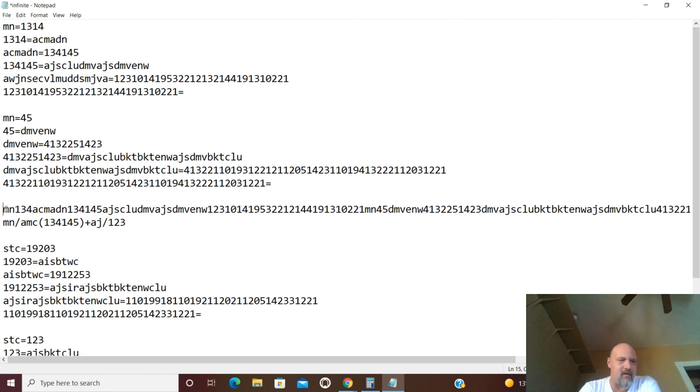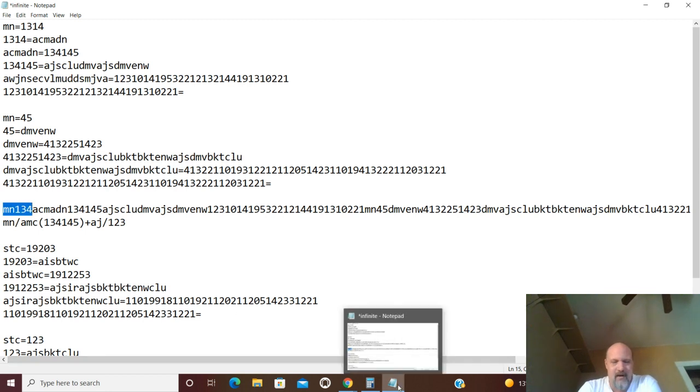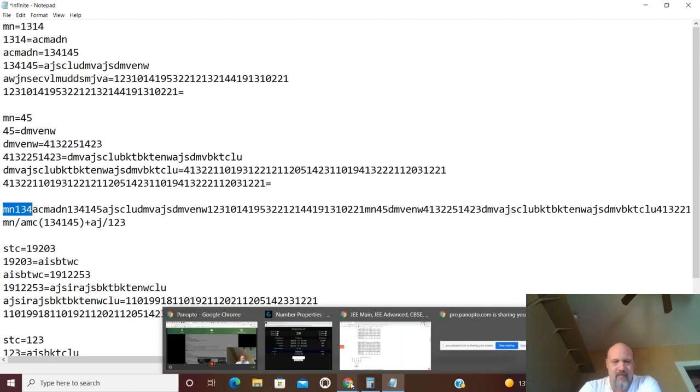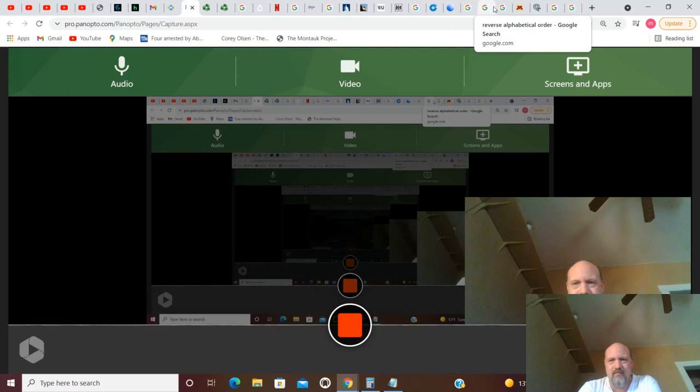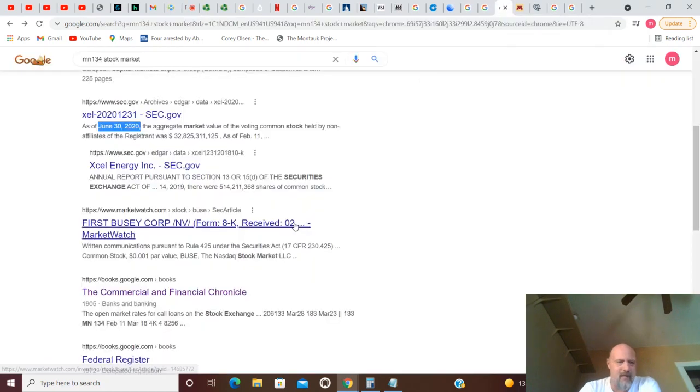As an example, I took MN 134 here. All right. So I took MN 134, and what did I find? I ran the stock market and I found Commercial and Financial Chronicle, MN 134, right here. The open market rates to call or for call loans on the stock exchange. All right.